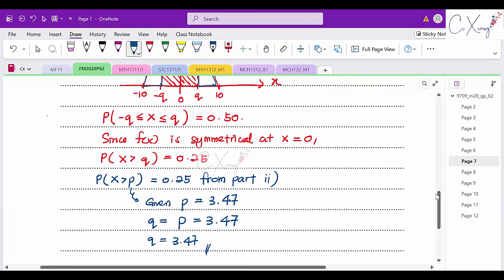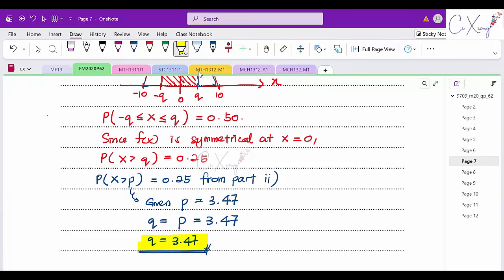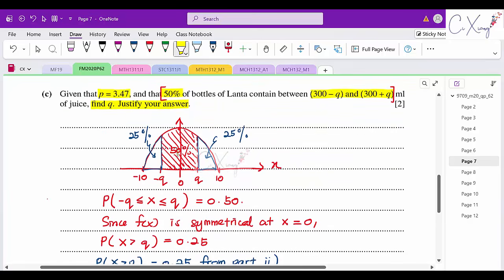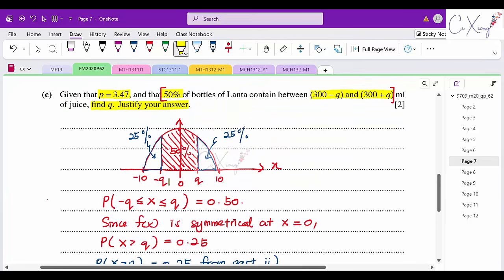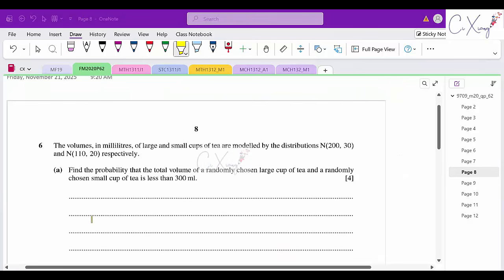For me personally, I feel that if you can draw out the diagram, then it will be easier for you to visualize the whole picture. Okay, all right. So this is how you get the answer for Q, and this is how we answer question number 5. Okay, question number 6.